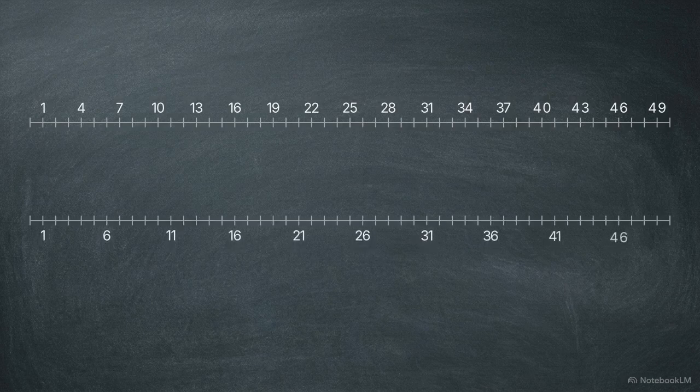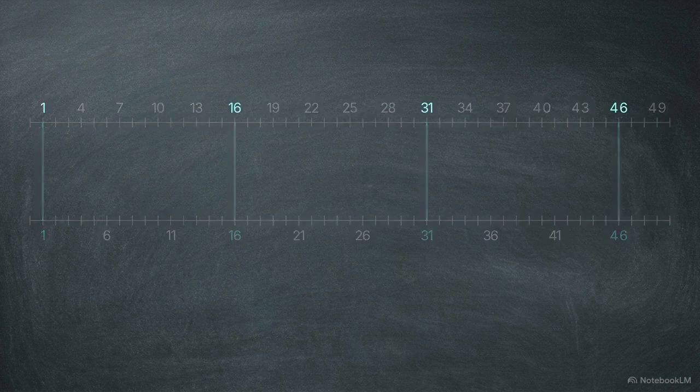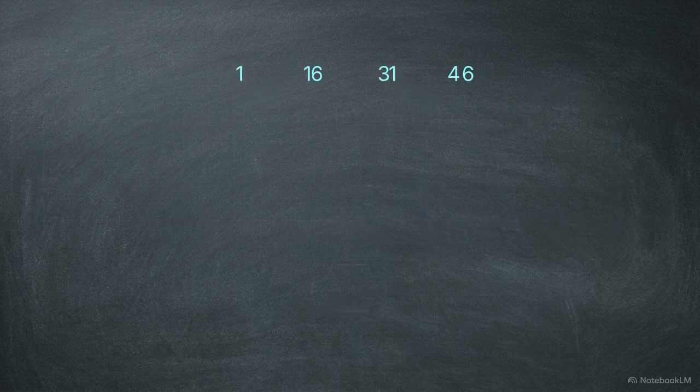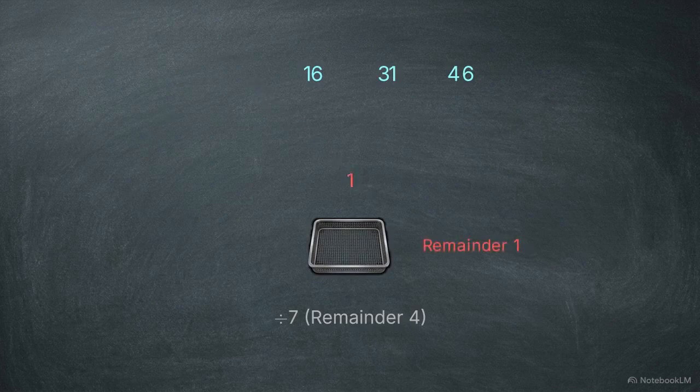The second rule, 5s with 1 leftover, generates a separate sequence. Stacking them reveals the numbers satisfying both conditions at once: 1, 16, 31, and 46. We have narrowed the possibilities down to 4 options under our 50 egg limit.